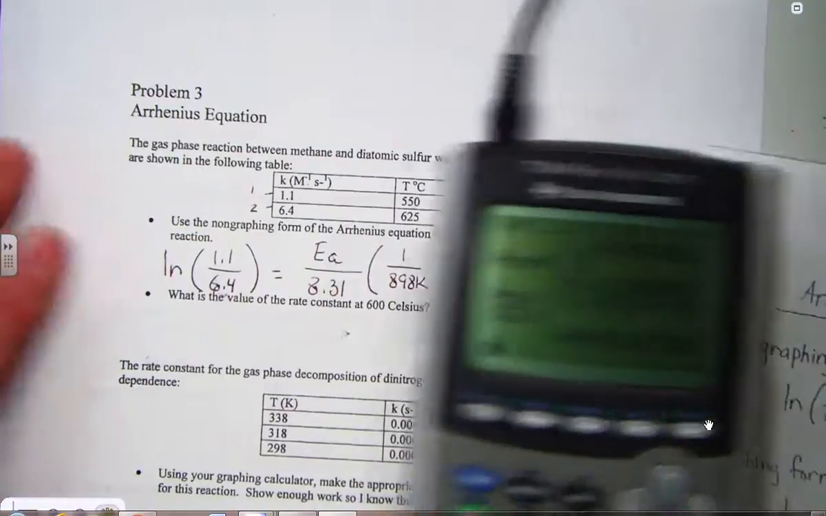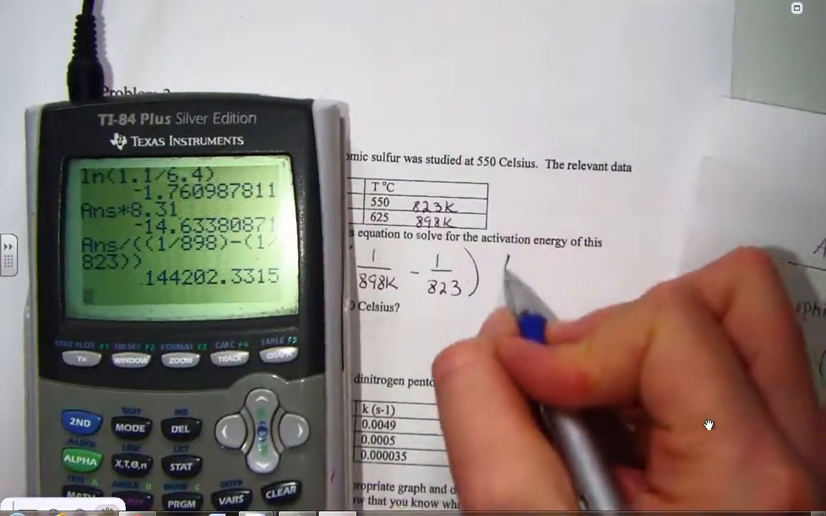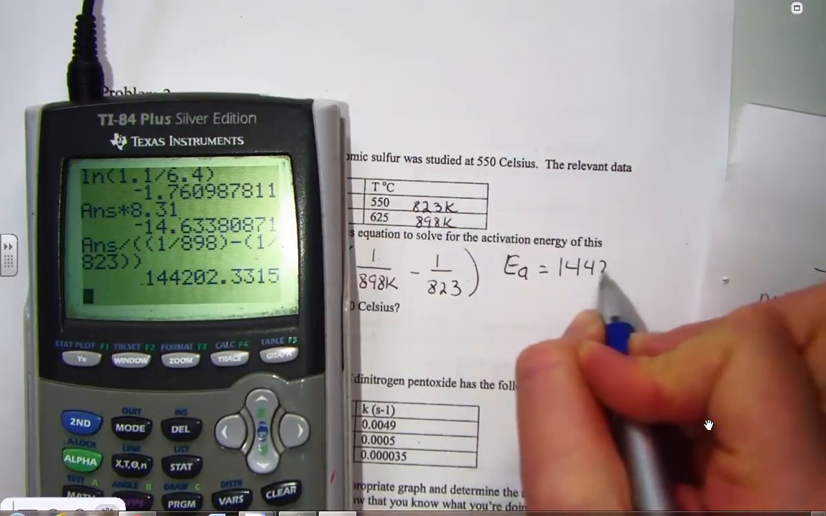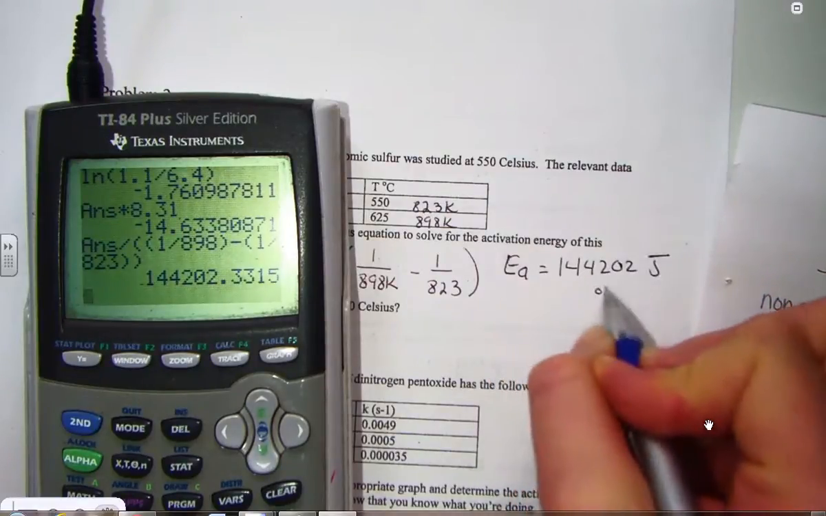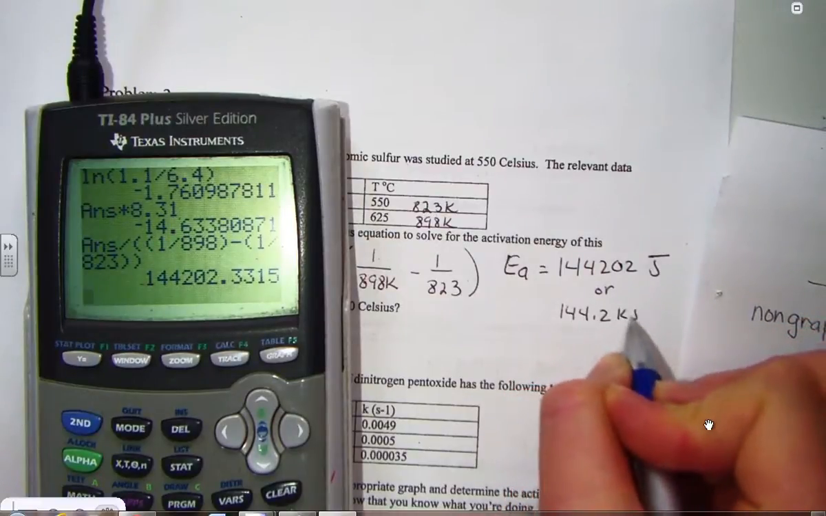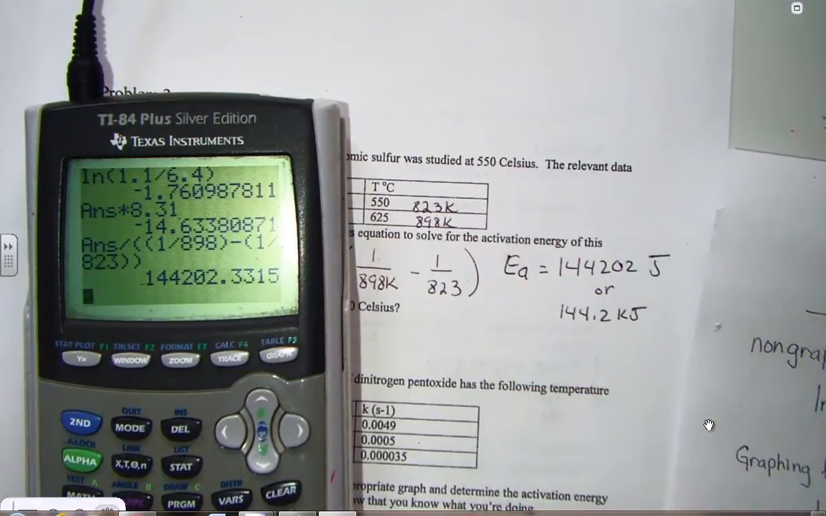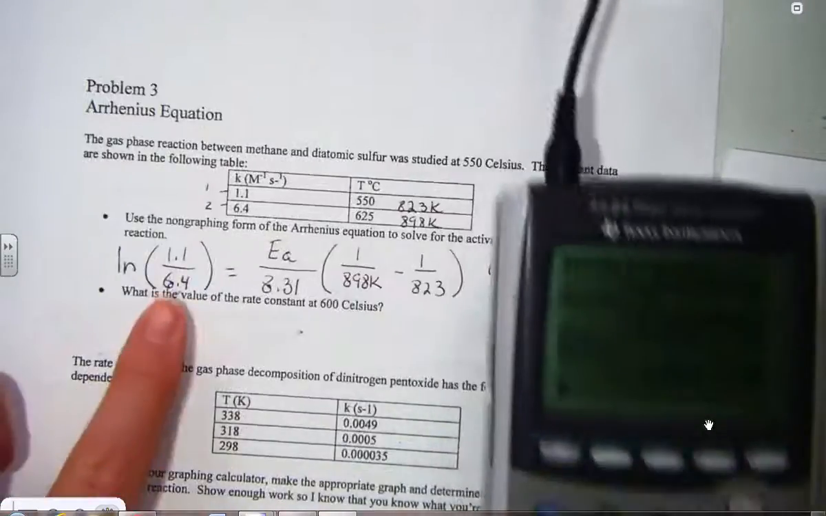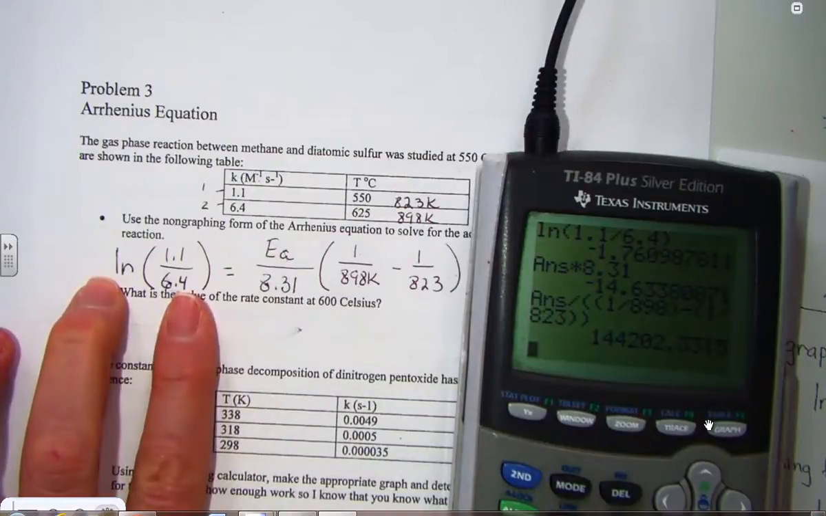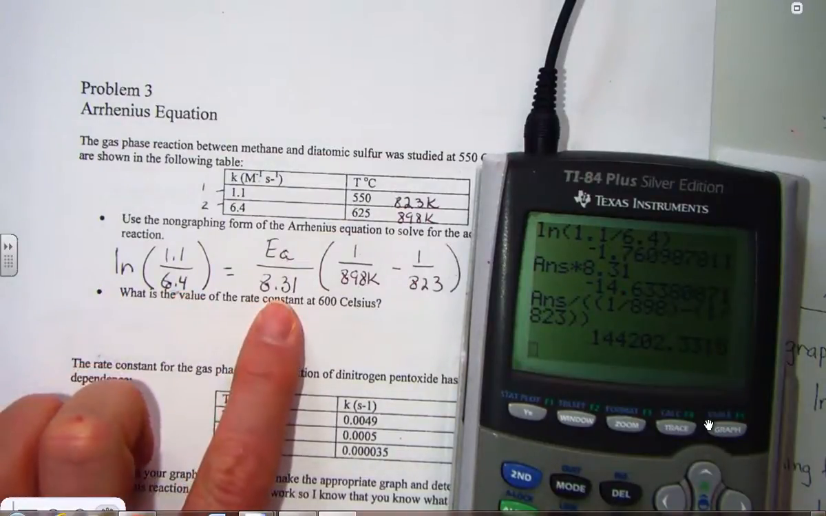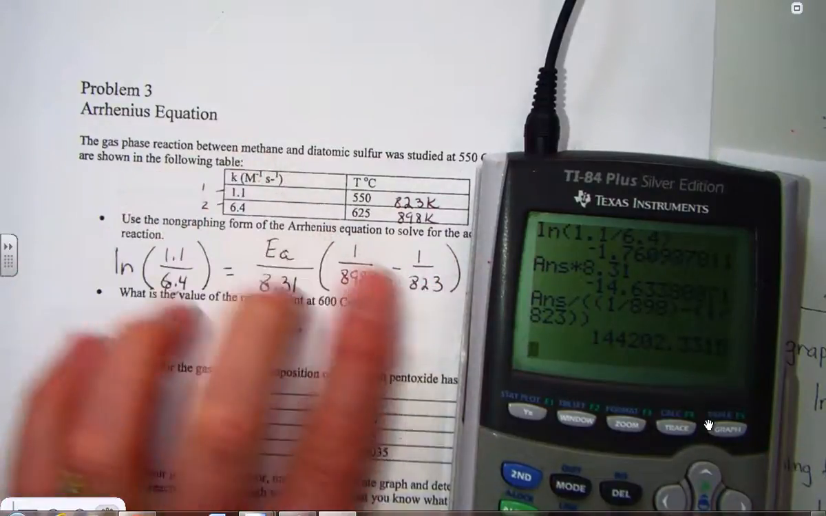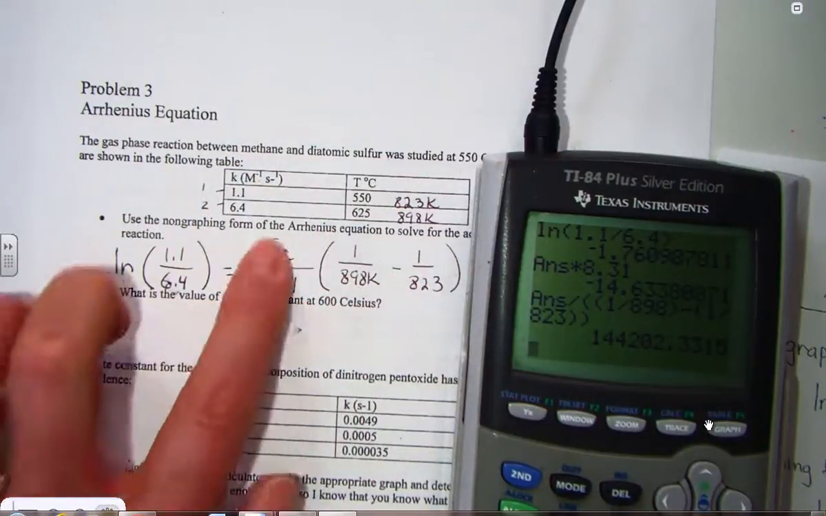Remember, that will come to us in joules. So EA equals 144,202 joules, or 144.2 kilojoules. Take a look at this algebra and see how we solve for this. We have to be able to pull out EA. I simplified the right-hand side, multiplied it by 8.31, and then divided, using parentheses, I divided this, brought it over to find EA.